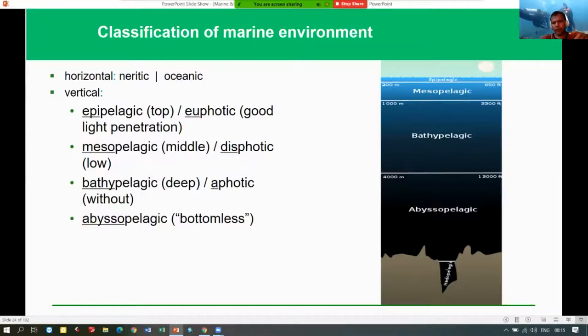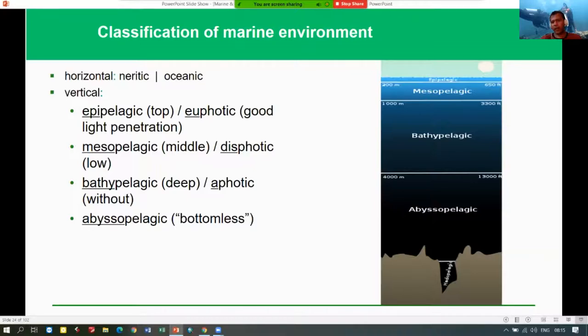We can identify that there's a top layer here, called the epipelagic environment. Then you have the mesopelagic, the bathypelagic, the abyssopelagic, right? That's based on the depth. The epipelagic is the top layer, and you can see the color is different from here to here. The top one is a bright blue color, which means this area gets the maximum sunlight. The whole epipelagic zone is getting enough sunlight for photosynthesis. That's why it's called the euphotic zone, with good light penetration.